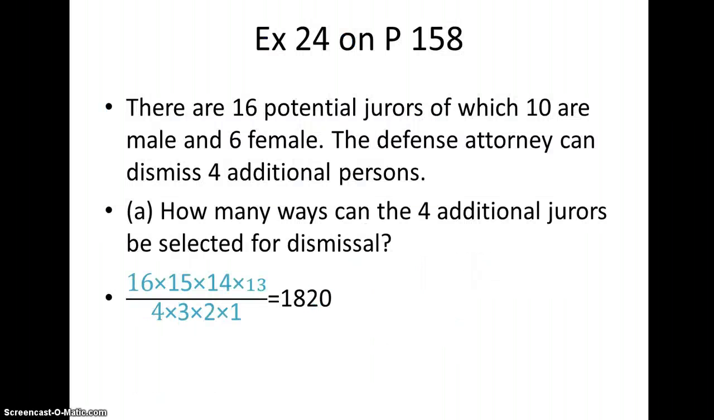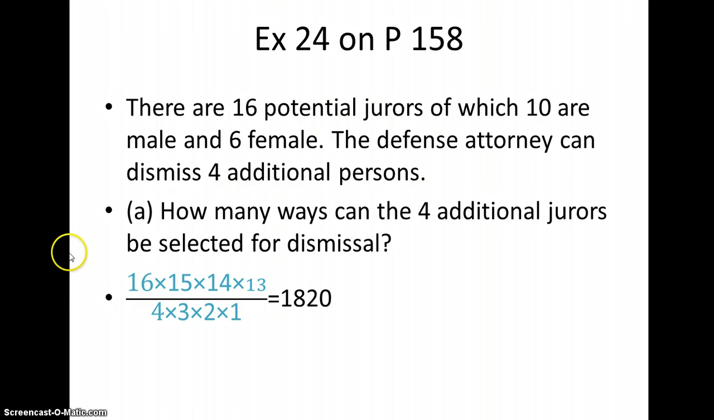Okay, now let's look at another example. If we have 16 potential jurors, of which 10 are male and 6 female, the defense attorney can dismiss 4 additional persons. Part A: How many ways can the 4 additional jurors be selected for dismissal? This question looks complicated, but its first part has nothing to do with male or female. We have 16 persons. We want to choose 4 persons. So that's 16 choose 4.